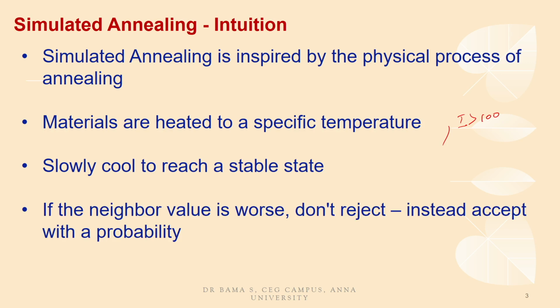With this inspiration, what we are going to do is calculate the neighbor value, very similar to the hill climbing algorithm, and if the neighbor value is worse, suppose there is a local optima. In the hill climbing algorithm we reject, but in this case we will not reject, but accept with some kind of probability. So, this is the intuition behind simulated annealing. We will look at the algorithm, and following that an explanation of it. The algorithm goes like this.